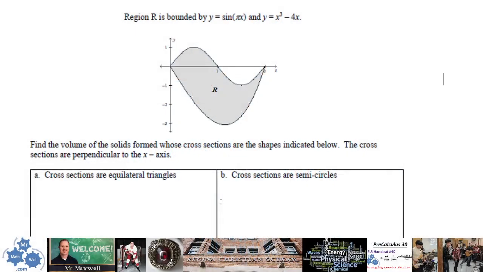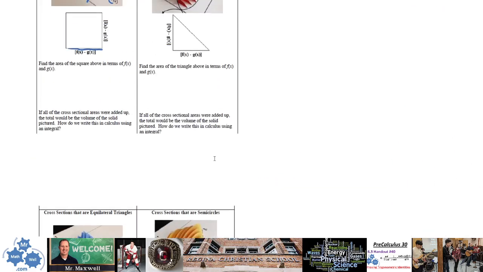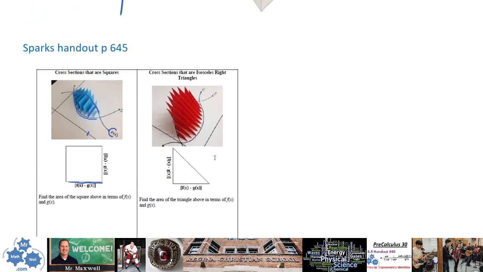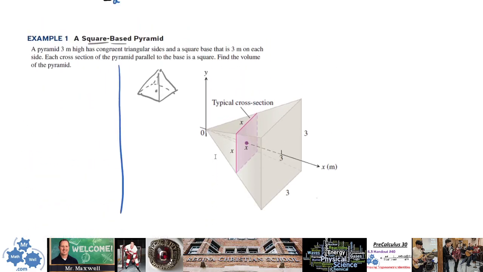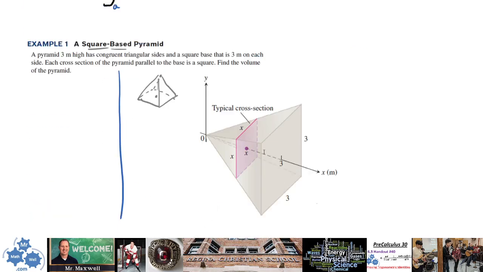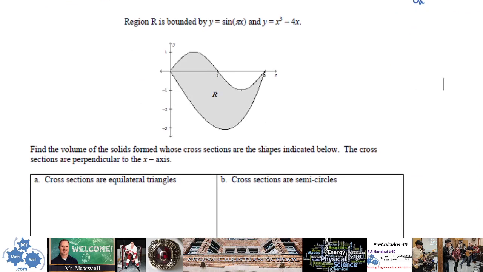All right, so this is part two to volumes of solids with known cross sections. You've seen part one. It should have looked something like this. We filled this out from the handout by Mark Sparks. Went over a pyramid example possibly as well in this previous lesson that you've seen. So here is part two.